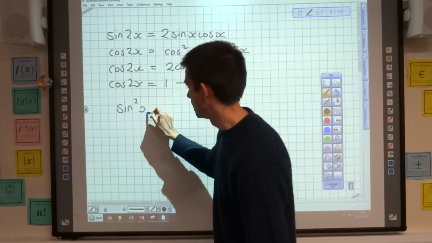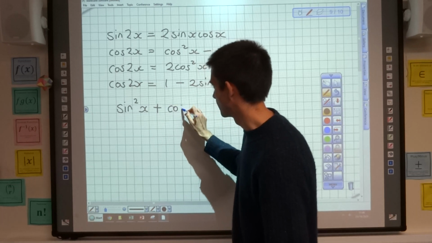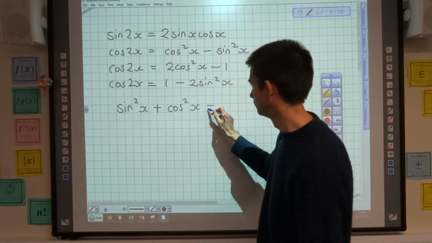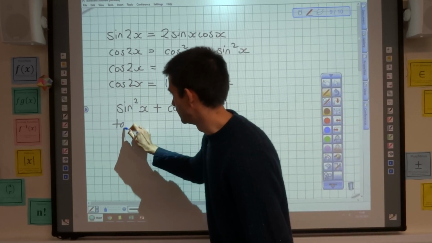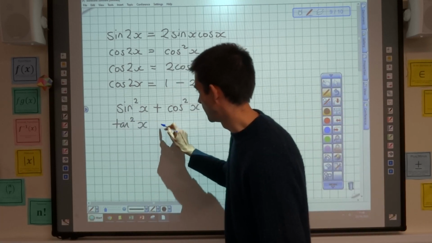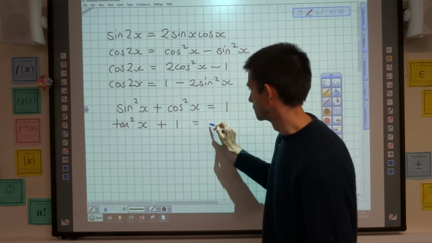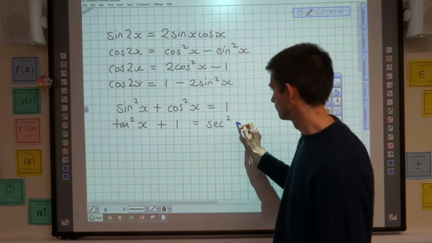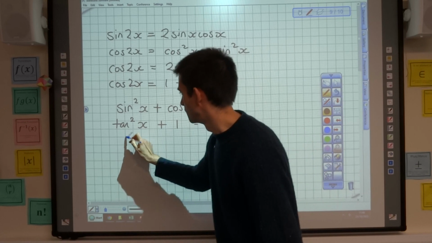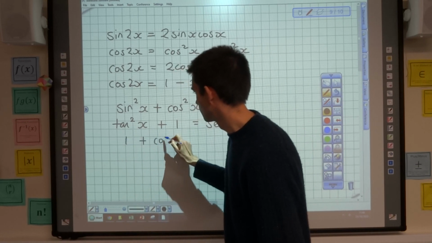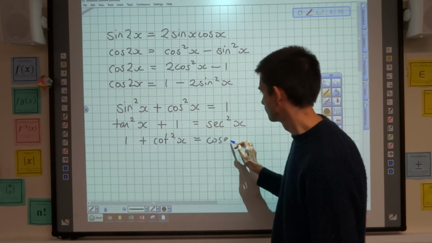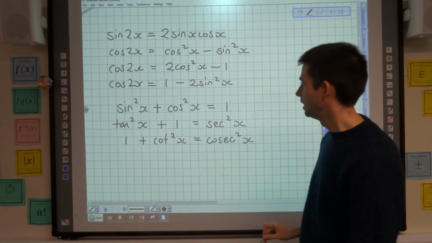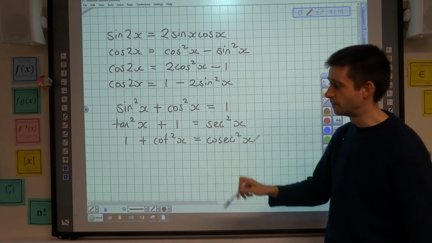When I talked about the Pythagorean identities, I'm talking about the ones with a squared in them. So you would have all started off by learning that sine squared x plus cos squared x equals 1. There are 2 further Pythagorean identities. One is that tan squared x plus 1 equals sec squared x. And the other is that 1 plus cot squared x is equal to cosec squared x.